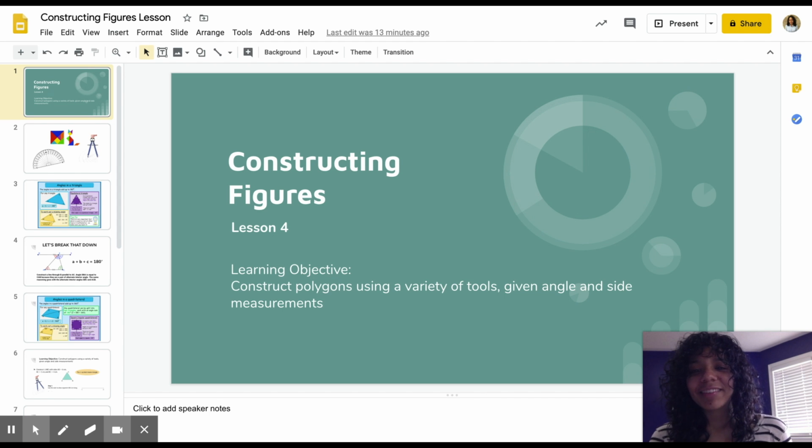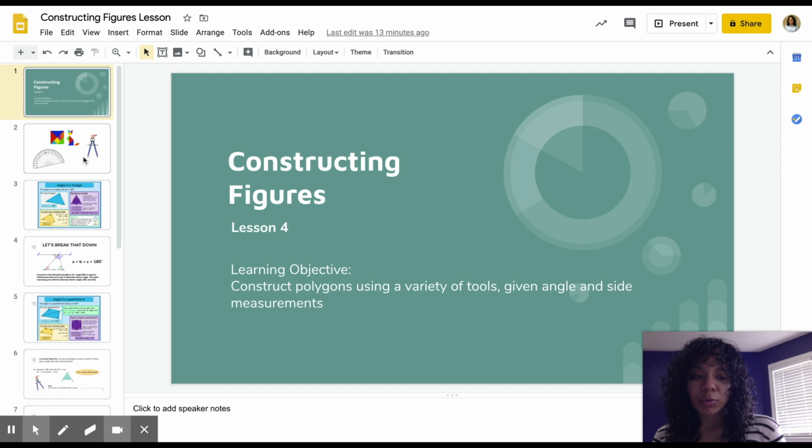Hey class. So today's lesson in math is all about constructing figures. So we're on to lesson 4 of our geometry unit. And the learning objective for today is construct polygons using a variety of tools given angle and side measurements.